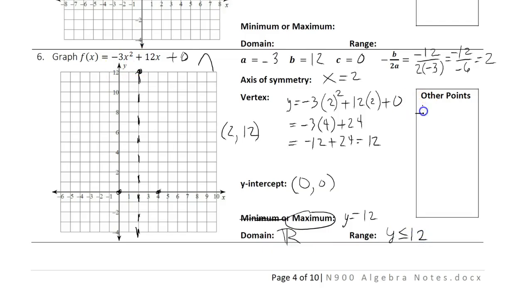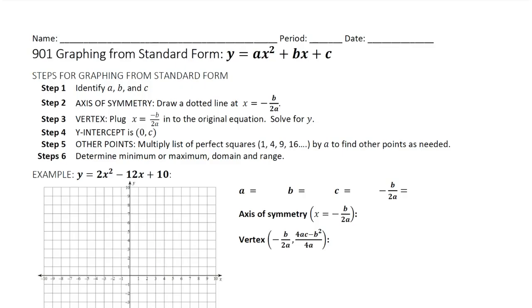Using -3 times the list of square numbers, find the other points. -3 times 1, -3 times 4 is -12, which we already have. All the rest are off the graph. Connect the dots with a smooth curve. Please continue to review these notes as you complete your homework.